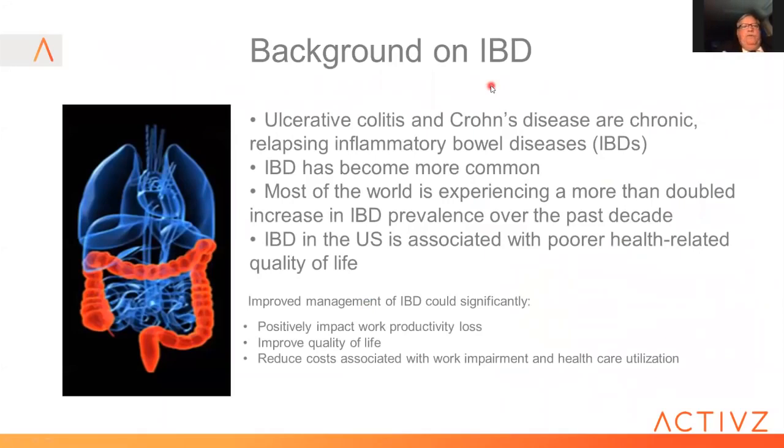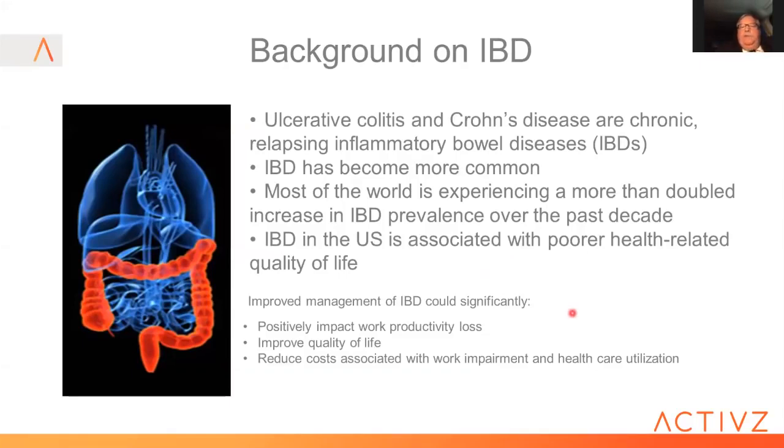So, background on irritable bowel disorders. We've heard of ulcerative colitis or Crohn's disease, chronic relapsing inflammatory bowel diseases. Irritable bowel disease has become more common in our generation, and most of the world is experiencing a more than doubled increase in irritable bowel disorder prevalence over just the past decade. And irritable bowel disease in the U.S. is associated with poor health-related quality of life. Also, nutrition is a factor as well.